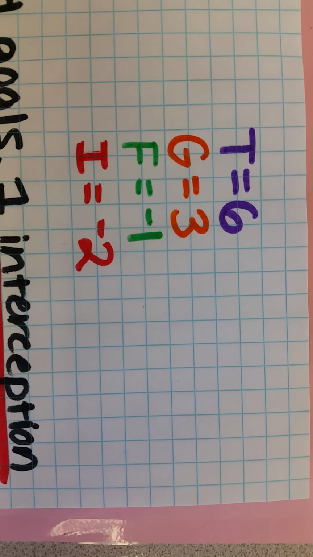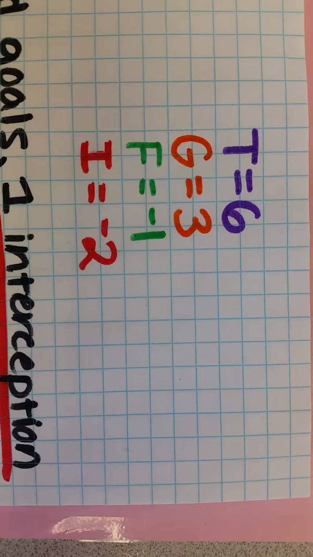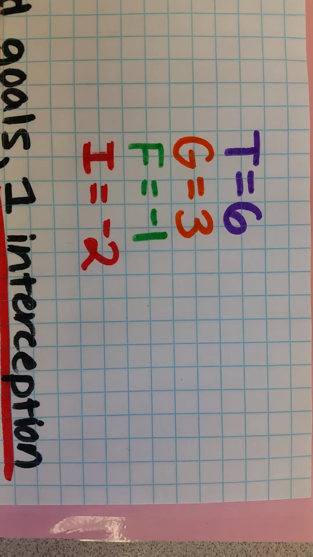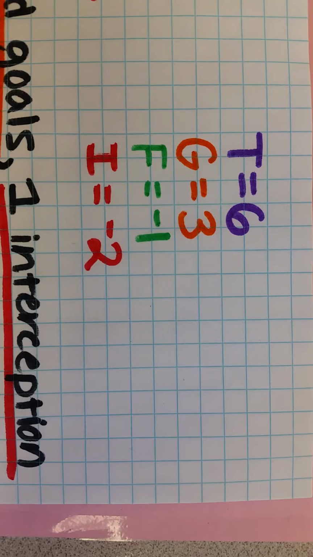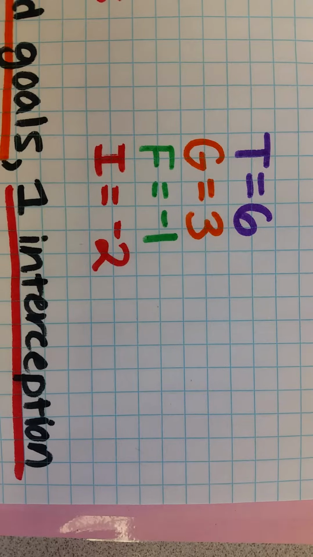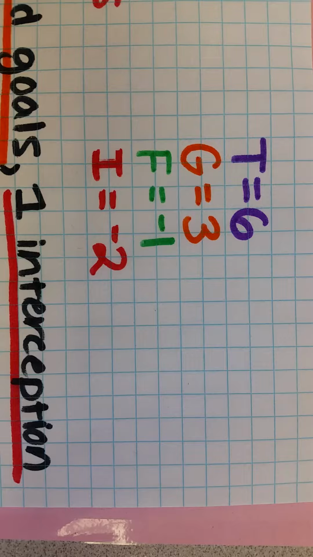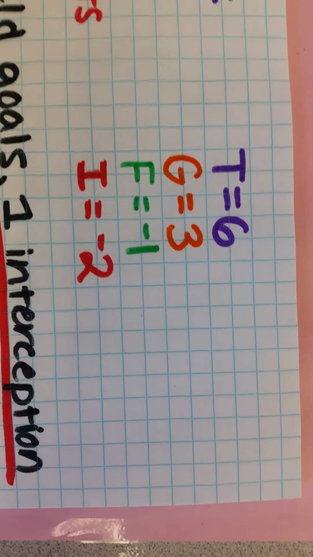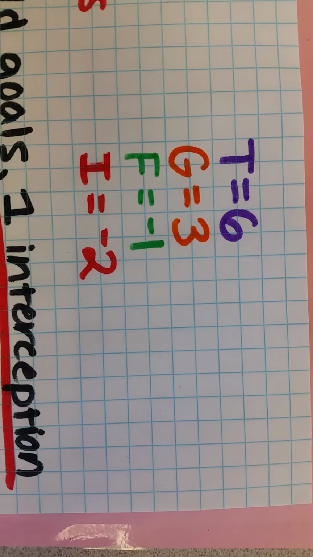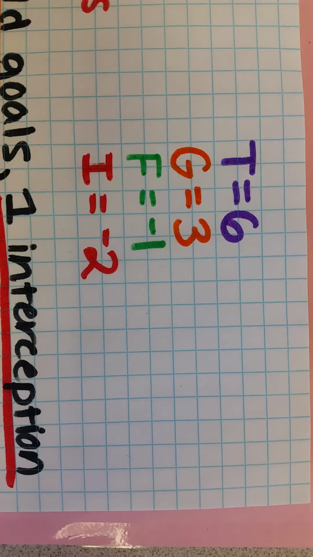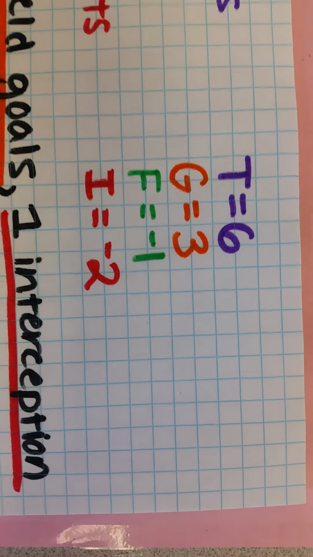So we know a touchdown, or a T, is equal to 6 points, field goal, or G, is equal to 3, fumble, or F, is equal to -1, and an interception, or I, is equal to -2. So T equals 6, G equals 3, F equals -1, and I equals -2.